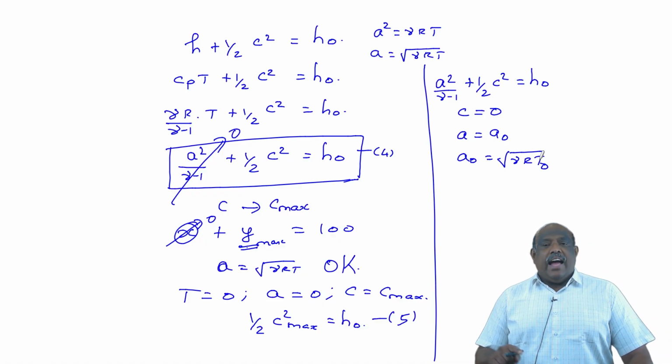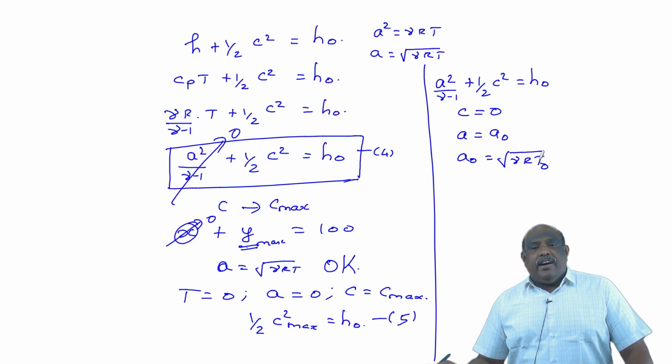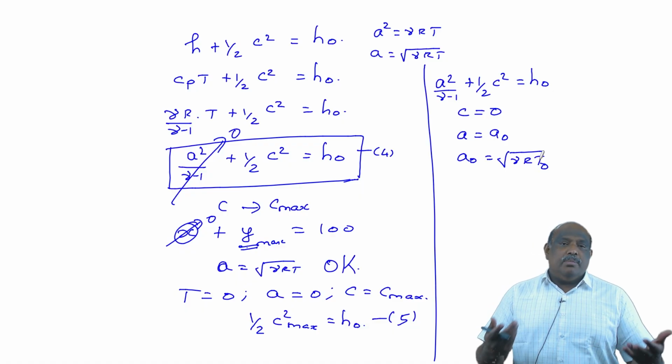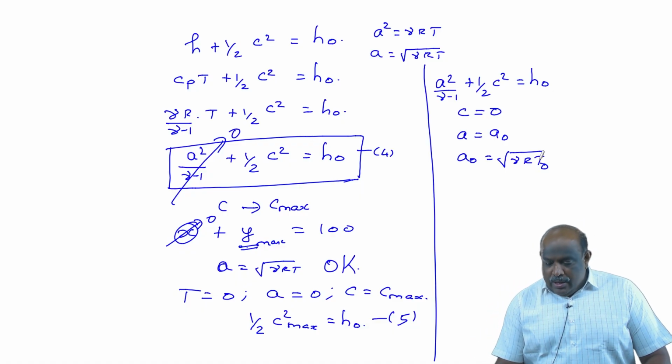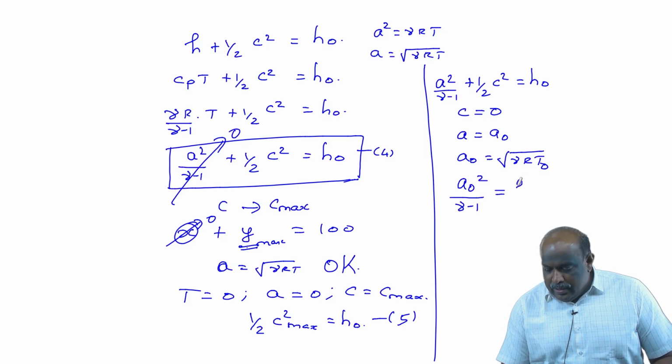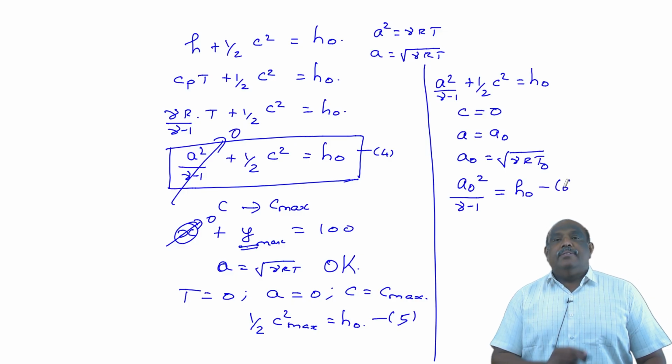And hence I have to put only T naught here. When I am putting T naught, then the left hand side will become A naught. That is the maximum velocity of sound. So I can get A naught squared by gamma minus 1 equal to H naught. Let us call this equation as equation number 6.